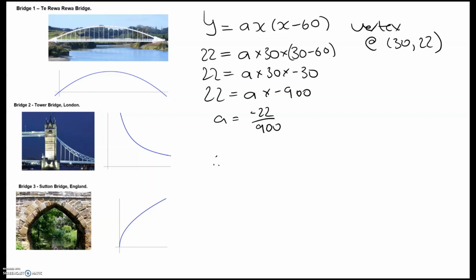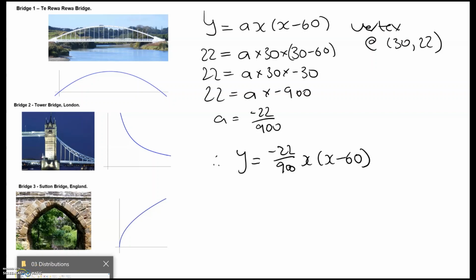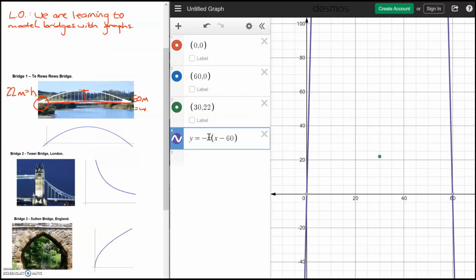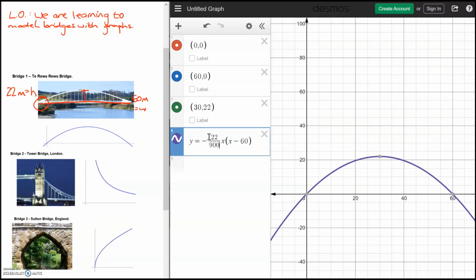And that means the equation of the parabola that we're looking at to model our graph is y equals negative 22 over 900, we can simplify that fraction if we want to, times x, times (x minus 60). So let's put that in. I'm going to pause the video. Let's put that back into Desmos to see if that equation hits the vertex that we are looking at. Okay, we're back in Desmos. We said it was going to be negative 22 over 900. And if you have a look, spot on, that hits exactly the coordinate that we're looking for.